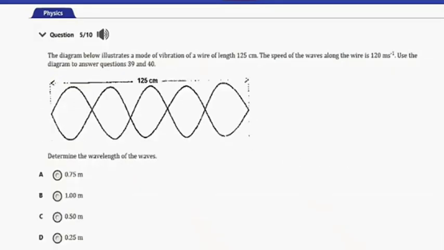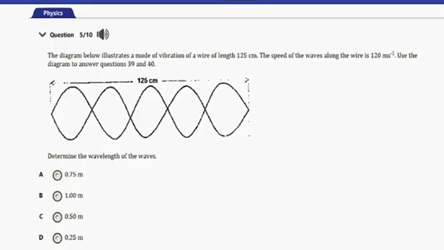Alright, so guys, the next question here is question number 5. It says, the diagram below illustrates a mode of vibration of a wire of length 125 cm. The speed of the waves across the wire is actually 120 meters per second. Use the diagram to answer questions 39 and 40. Alright, it says here, determine the wavelength of the waves.